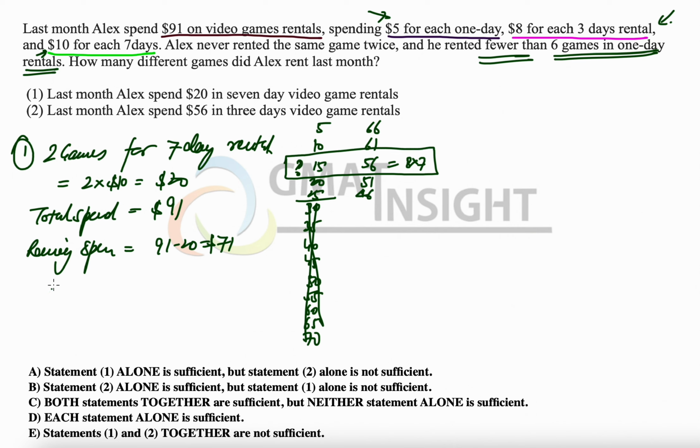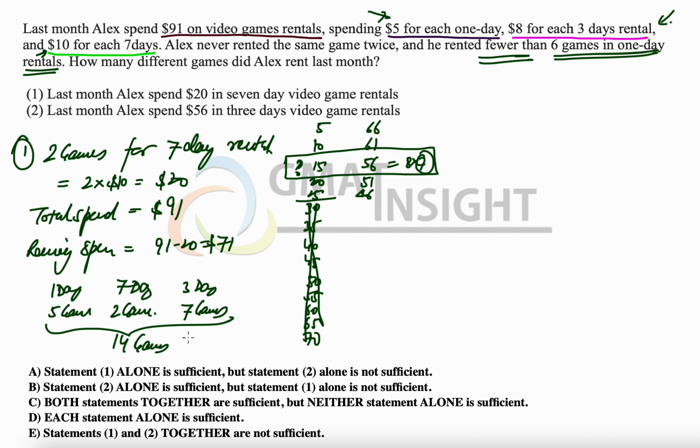So there is only one possibility that exists. What is that possibility? That 1 day rental, he must have taken 5 games, right? 7 day rental, he has taken 2 games, that's already given. And 3 days rental, he has taken 7 multiplied by 8, and $8 is the price. That means he must have taken 7 games. So the total games that he must have taken will be 5 plus 2 plus 7, that is equal to 14 games. And since we have a unique answer, therefore we say this statement alone is sufficient, leaving us with only 2 choices, option A and option D.